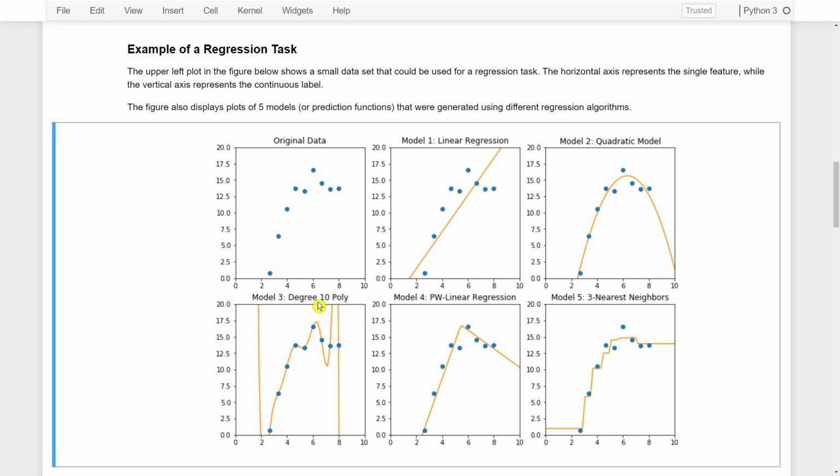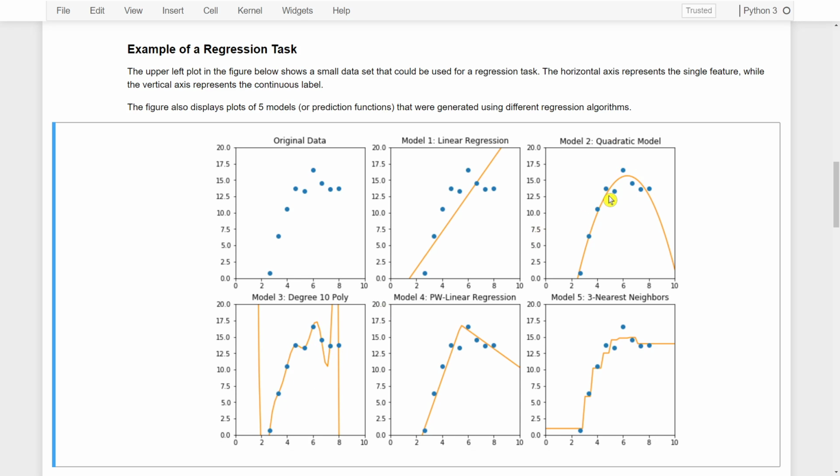Let's say we consider even higher degree polynomials. Let's say we fit a 10th degree polynomial to this data set. Then we would get a model that looks something like this. What you might notice in comparing the quadratic model and the degree 10 model is that the curve for the degree 10 model passes much more closely to each of the data points.